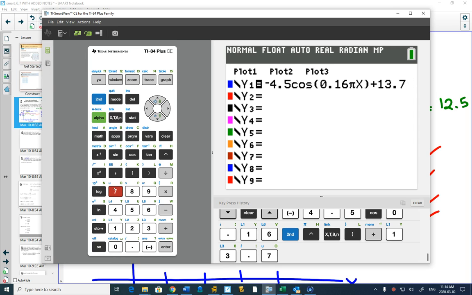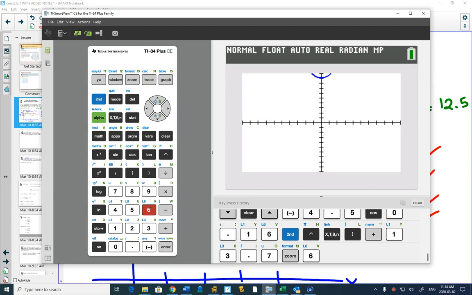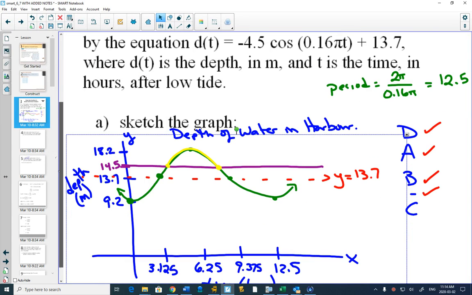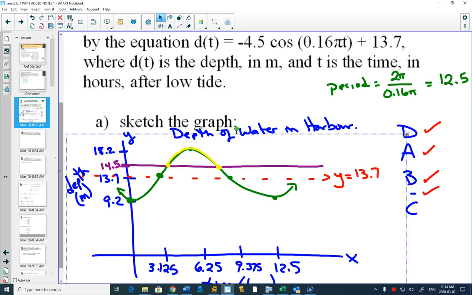Probably if you hit graph right now, this is what it would look like, because the window that's set up goes from -10 to 10 and -10 to 10. We need to see this graph. So we need to look at something probably a little bit past 12.5, maybe up to 15. And on our y, we need to go up to 20 to be able to see all of this.